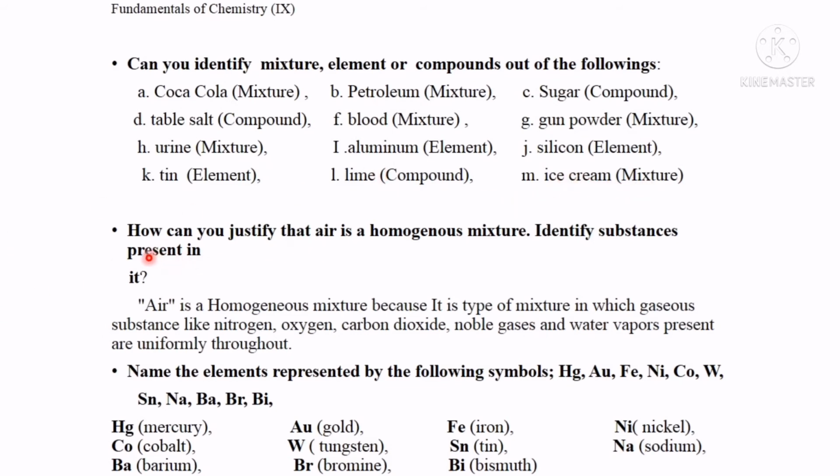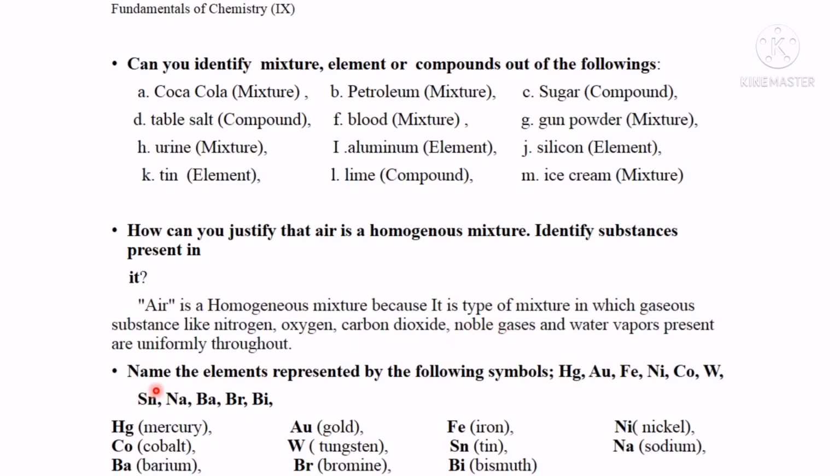And the other question is, how can you justify that air is a homogeneous mixture? Identify substances present in it. Air is a homogeneous mixture. It is a type of mixture in which gaseous substances like nitrogen, oxygen, carbon dioxide, noble gases, and water vapors are present, and their compositions are uniform throughout the air. So it is a homogeneous mixture, and these are the substances that are present in air uniformly: nitrogen, oxygen, carbon dioxide, noble gases, and water vapors.